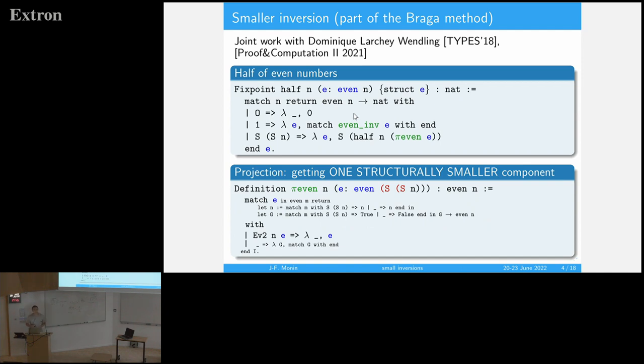Okay, so one of the motivations of this work was to make some improvements on a method called the Braga method, which was designed with Dominique here. And we can even illustrate this method, though of course, this method has been used on much more complicated examples. This one is very, very basic. So here we would just like to use the even predicate of the previous slide just to define half on even numbers, only on even numbers, not on the odd numbers. So you see that if you extract this program, you will get exactly the usual program in OCaml.